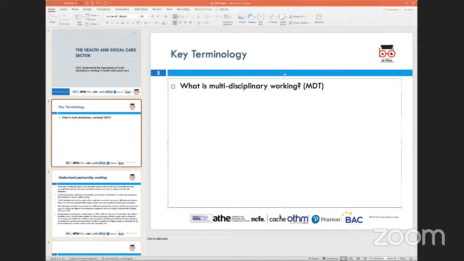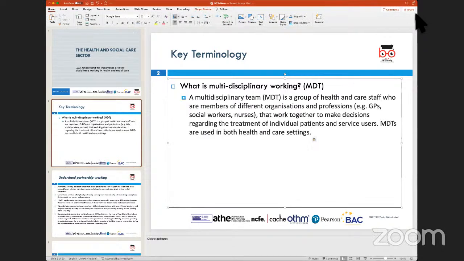And this holistic and collaborative approach of people working together in teams within the health and social care sector is nothing but what is called multidisciplinary team working. So this is something that you need to be very clearly aware of. And this is what I would say a multidisciplinary team is.